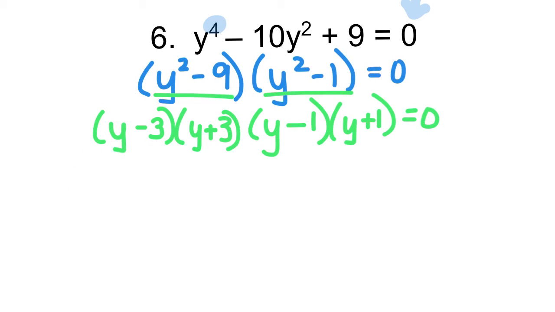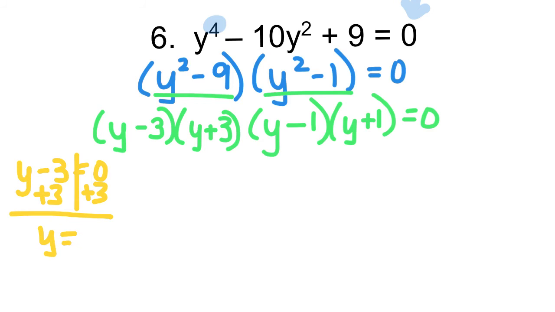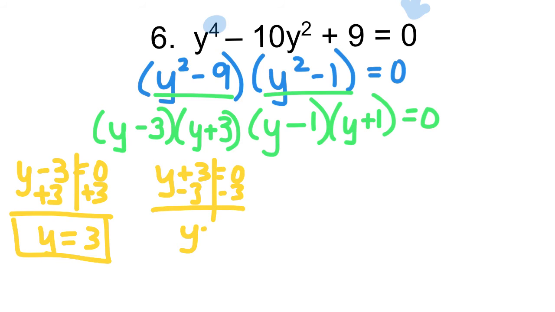All of those will be set equal to 0. So let's take the first one. y minus 3 equals 0. Please solve for your y. So one of the solutions is y equals 3. The next one, y plus 3 equals 0. Solve for y by doing the opposite. So one of our solutions is y equals negative 3.